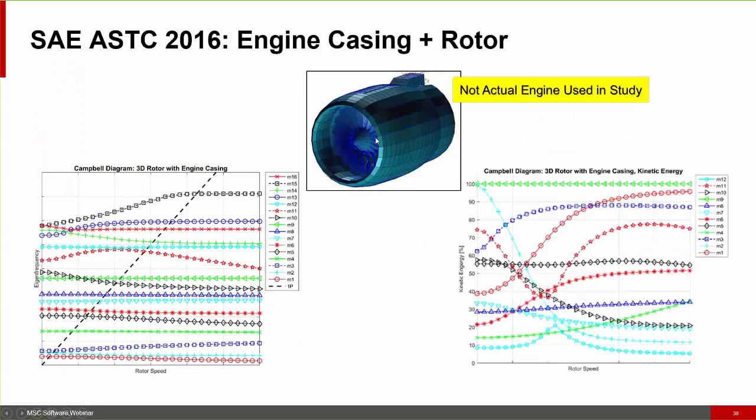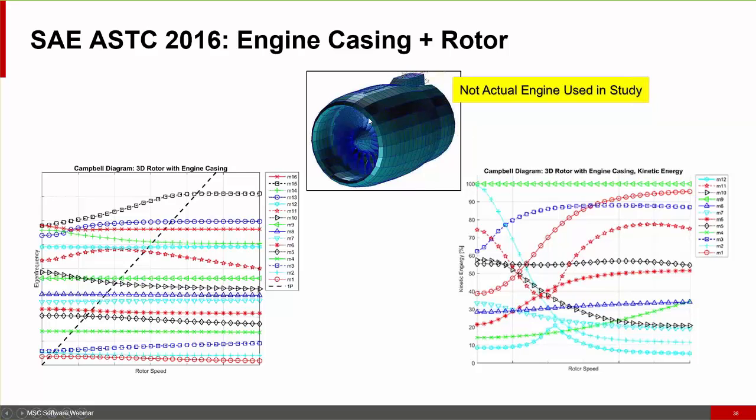The next study is another result of the same study, and this just shows that when we analyze the rotor coupled with the engine casing, you no longer have the expected clean, isolated rotor behavior of clean forward and backward whirl modes and so forth. You actually do have coupling between the systems.